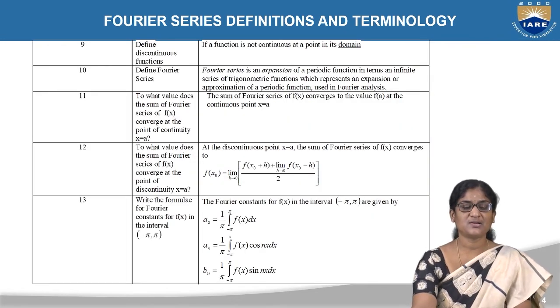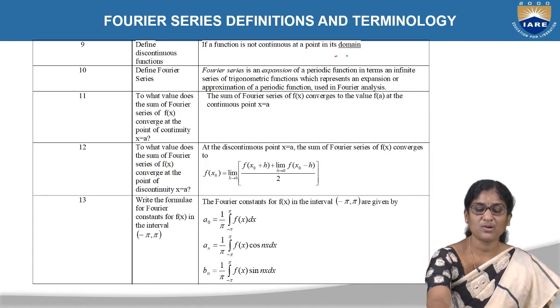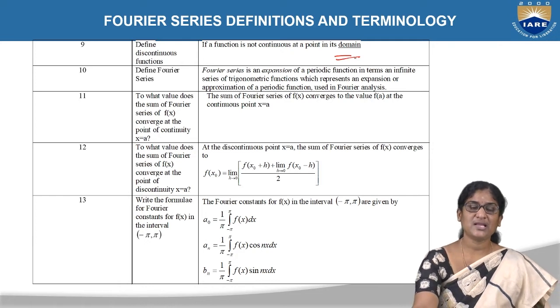Now, what are discontinuous functions? If the functions are not continuous, that means at any point the LHL is not equal to the RHL, that is, the left hand limit is not equal to the right hand limit, then you can say that the function is discontinuous.